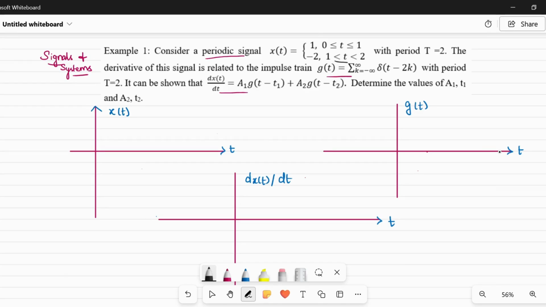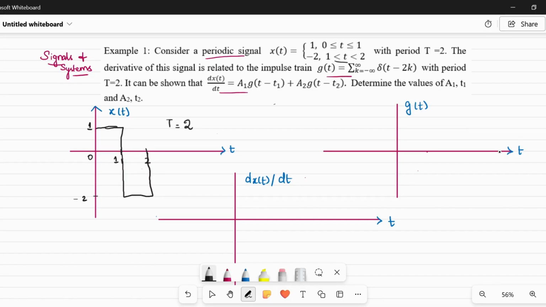As per the equation, it starts at 0. I'm going to mark the points. From 0 to 1, the magnitude of the signal is 1, and between 1 to 2, the magnitude of the signal is minus 2. So I'm denoting this magnitude as minus 2 and this magnitude as 1. Now we know that the time period of the signal is T equal to 2.